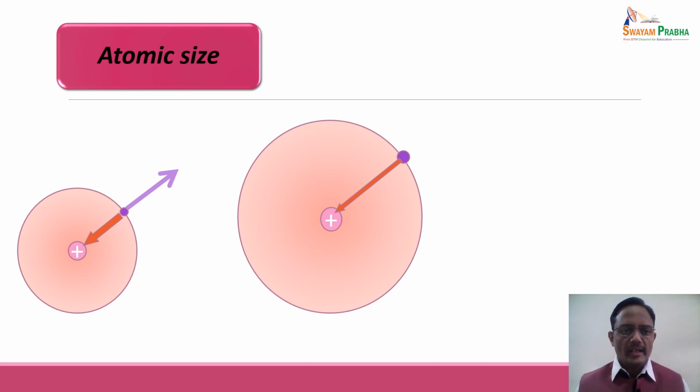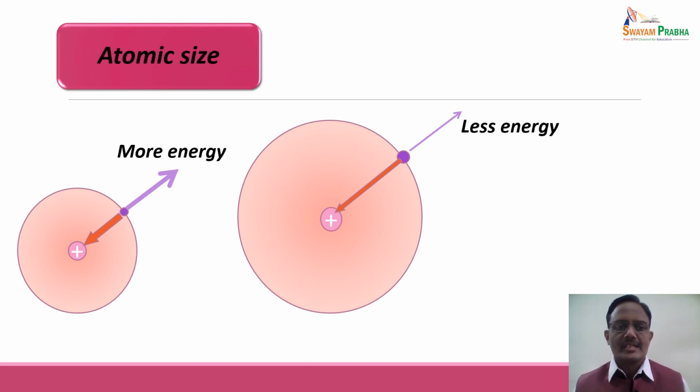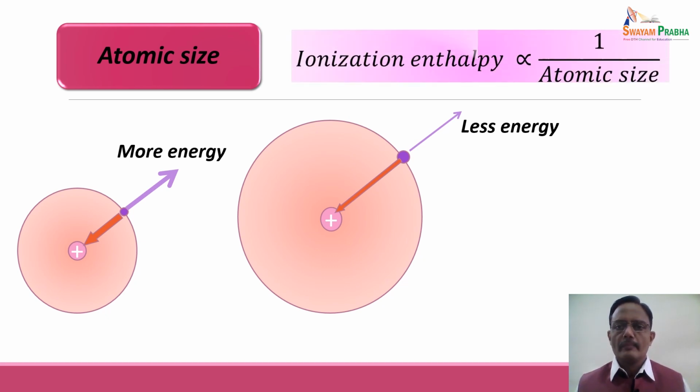As a result, the energy required to remove the electron from the smaller atom is more, whereas the energy required to remove the electron from the larger atom is less. In other words, we can say that smaller is the atom, more is the energy required to remove the electron; larger is the atom, less is the energy required. That is, the ionization enthalpy is inversely proportional to atomic size. Smaller is the size, more is the ionization enthalpy.